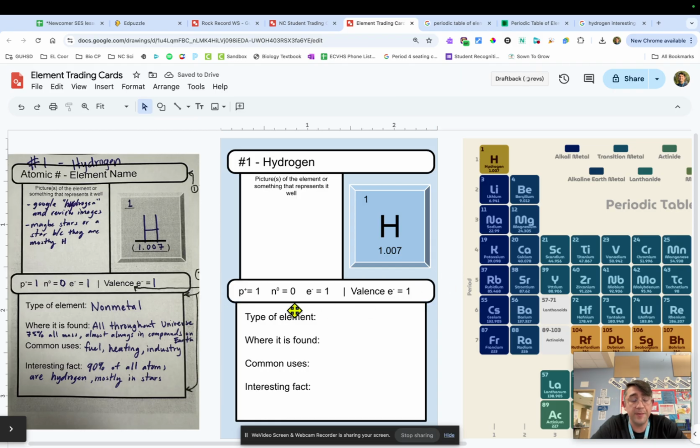Okay, so number of protons, number of neutrons, number of electrons, the valence electrons. I already did all this work. I'm just filling in my information.